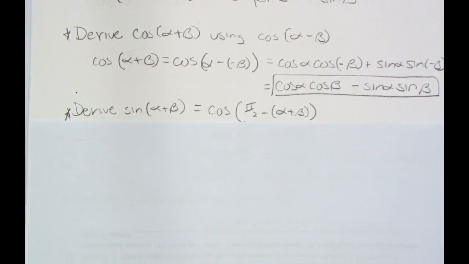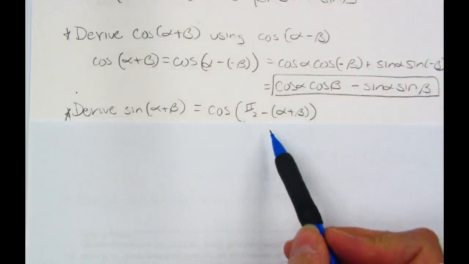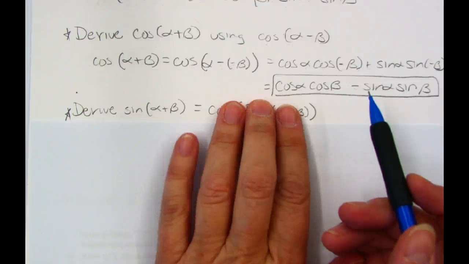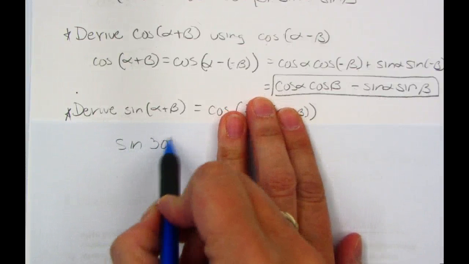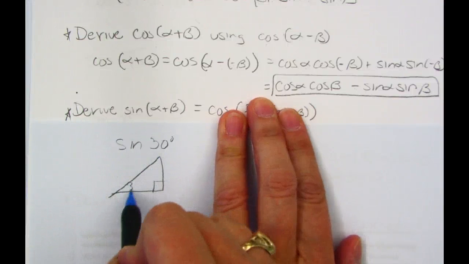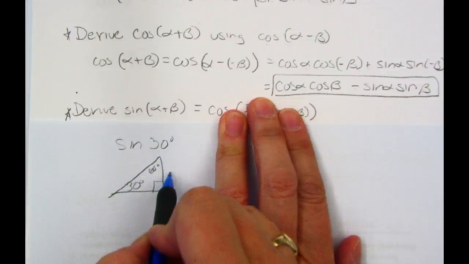I'm now going to do sine of alpha plus beta. And how I'm going to do that is I'm going to use these cosines. I'm actually going to use the first one. So I want you to think about this for just a minute before you look at this. So let's say it's sine of 30 degrees. Sine of 30 degrees, we'll call that 1 over 2.